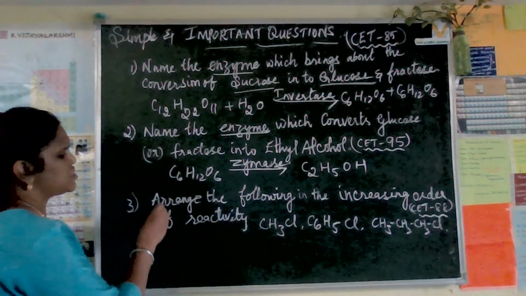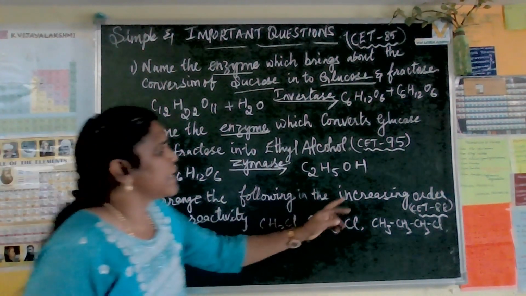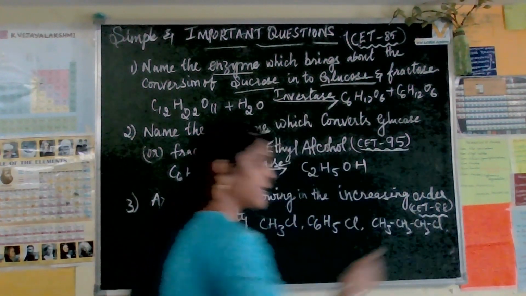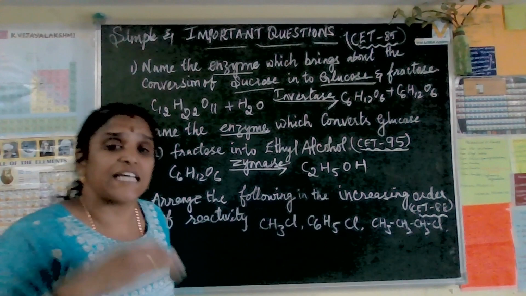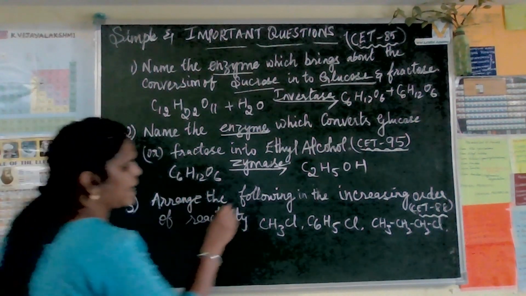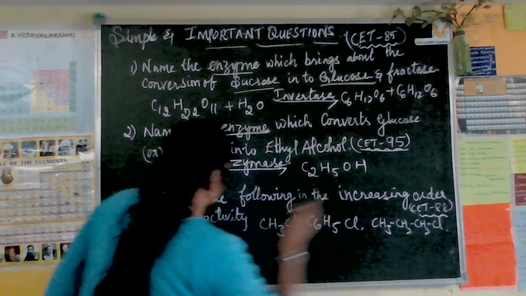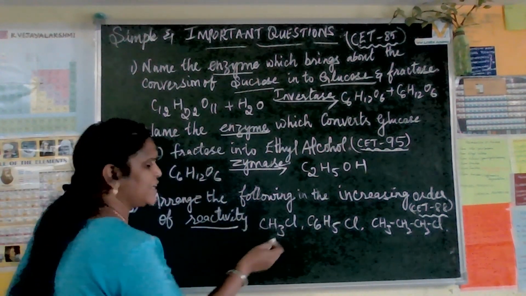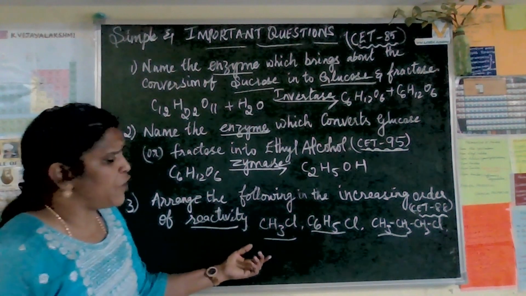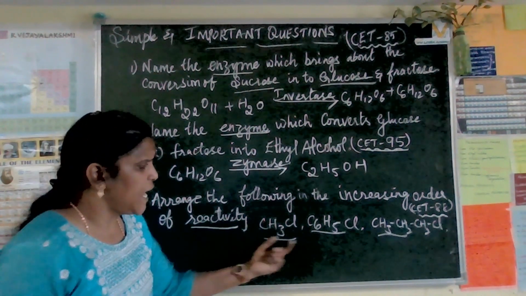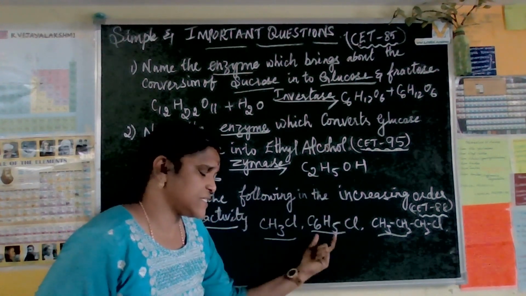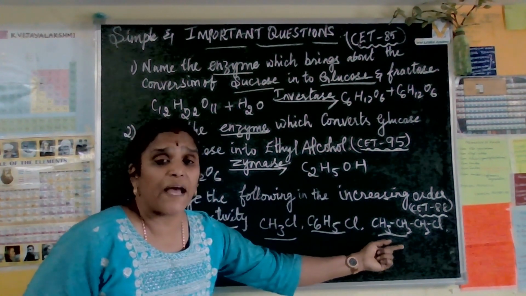Okay, now the next question. See, I just mentioned that these are important. Please note down everything. I am giving you CET questions and important repeated questions only. Now, arrange the following in increasing order of reactivity. They have given some formulas: this is methyl chloride, this is chlorobenzene, and this is propyl chloride.